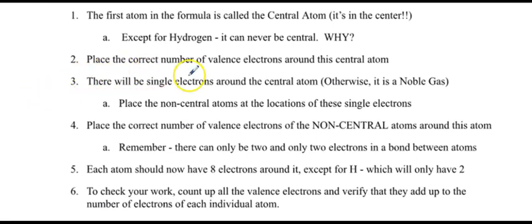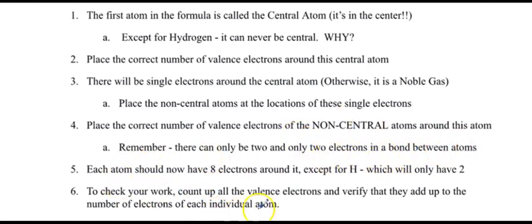I placed the correct number of valence electrons around each fluorine. There will be single electrons around the central atom. Okay, I did have one. That was the one on the left, or on the right to start with. Place the non-central atoms at the locations of the single ones. Place the correct number of valence electrons of the non-central atom around this. So I put the number of electrons around each fluorine, really. And there can be two and only two electrons between the two.